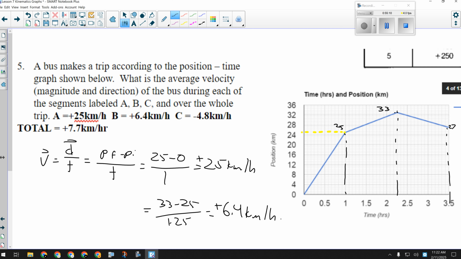And then for the last one, same calculation again, but this time the numbers are going to be 27 minus 33, and that also takes an hour and a quarter. That's going to give us negative 4.8 kilometers per hour, the negative indicating that it's backwards. Everybody all right with that?